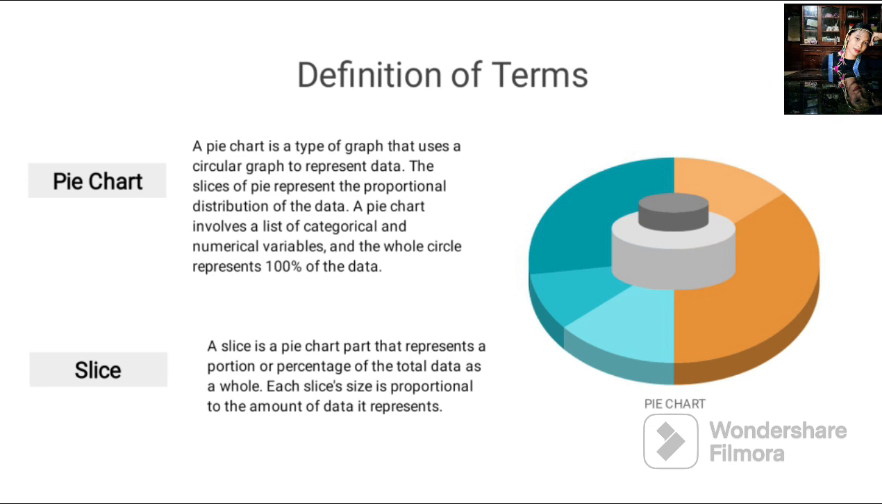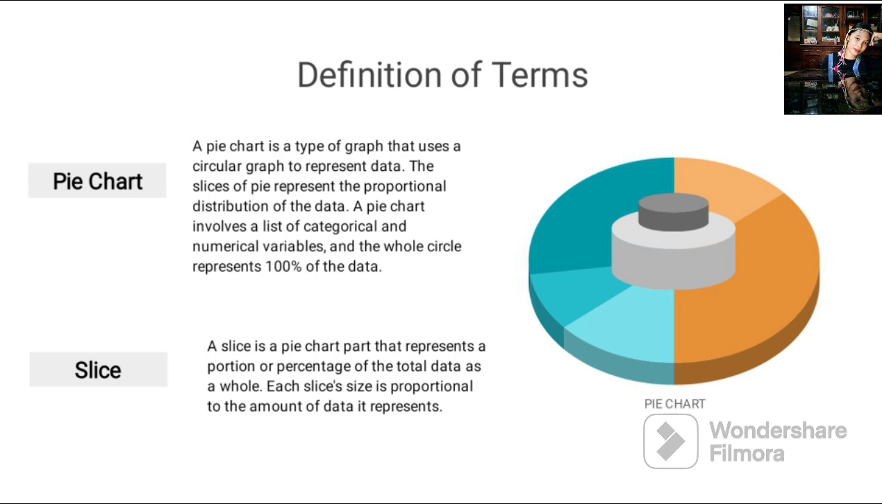Definition of terms. These terms are commonly used when creating, interpreting, or discussing pie charts to effectively communicate information about the data distribution. So first is a pie chart. So a pie chart is a type of graph that uses a circular graph to represent data. The slices of a pie represent the proportional distribution of the data. A pie chart involves a list of categorical and numerical variables, and the whole circle represents 100% of the data.